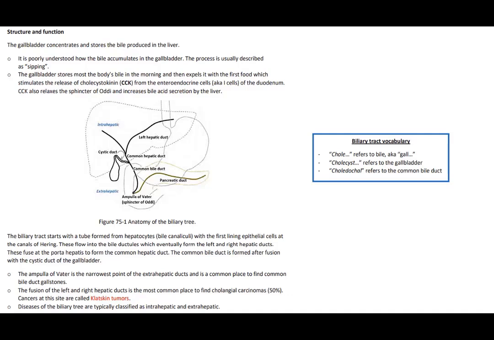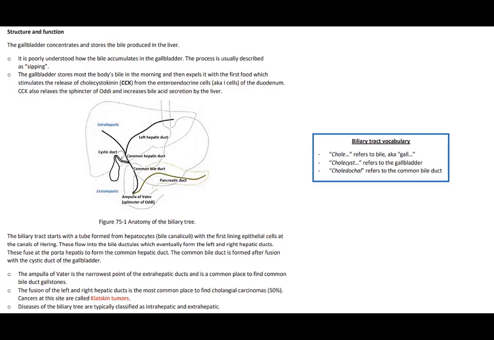You can see here the anatomy of the biliary tree, where we have an intrahepatic segment, a hepatic duct, our cystic duct, and then our common hepatic duct. This then flows through our common bile duct, emptying out into the ampulla of Vater through the sphincter of Oddi. Some key vocabulary to understand is that chole refers to bile, also known as gall. Cholecyst refers to the gallbladder itself, and choledochal refers to the common bile duct.